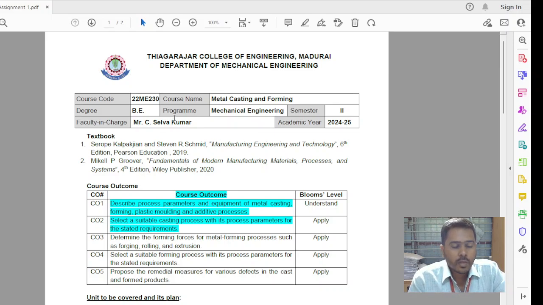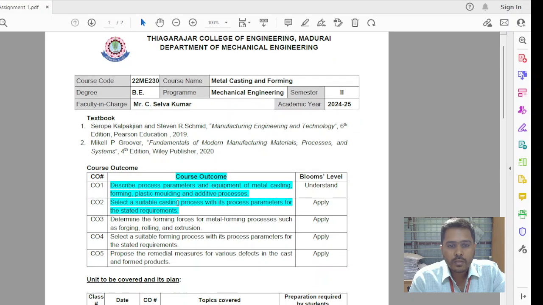Hello sir, now I have presented this unit plan for our module 2 assignment 1. The course I am handling here is metal casting and forming, and this course is for second semester students. These are the textbook references and these are the course outcomes for this course.